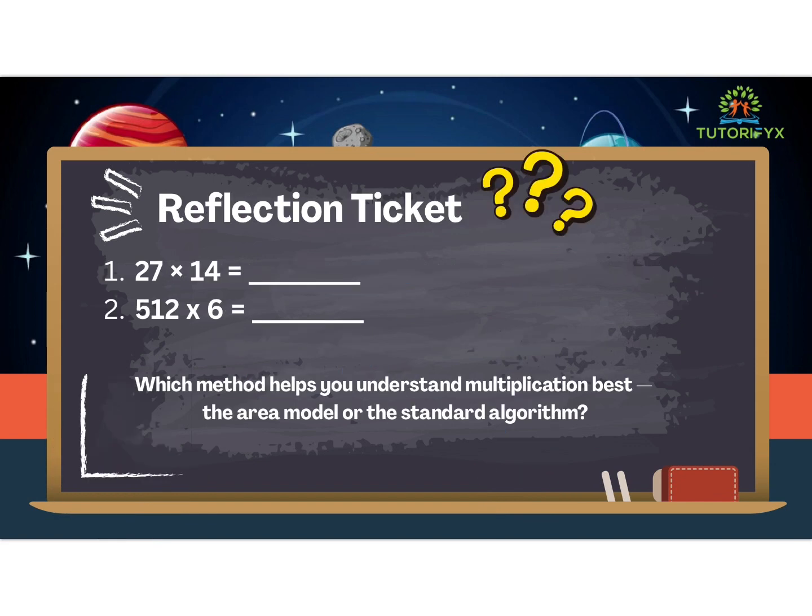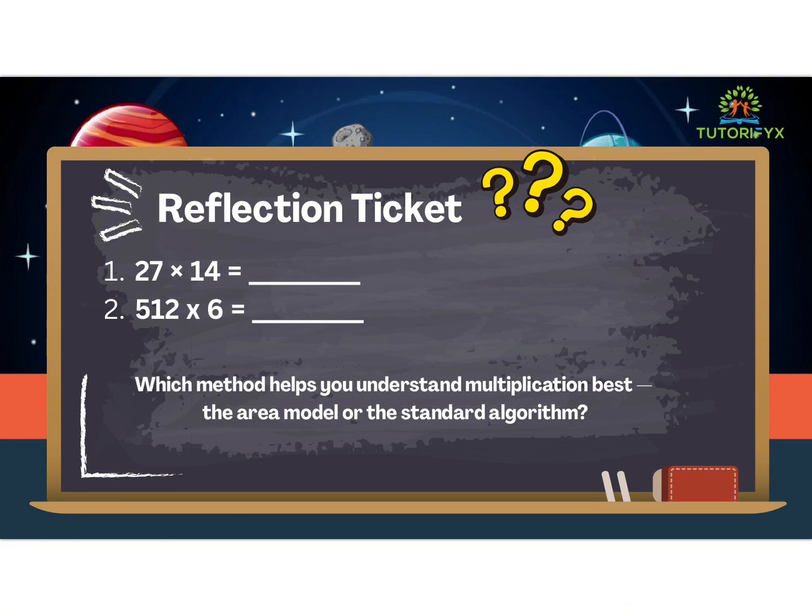All right, I think that's all for me, my lovelies. It is now time for you to do your reflection ticket just to see how well you picked up on today's lesson. So the first one is 27 times 14, and then the second one is 512 times 6. Use either strategy to help you solve it, and then I'm going to reveal the answers in just a second. At this time, pause the video to work these 2 problems out on your own pieces of paper, and then jump back into it and unpause the video to reveal the answer.